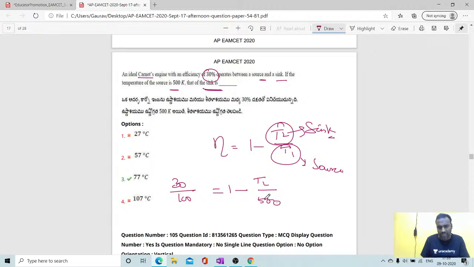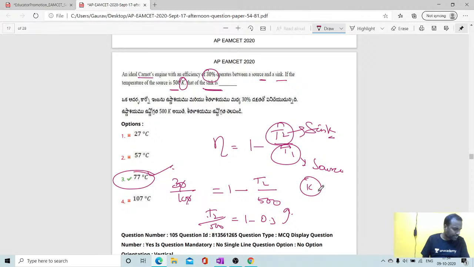T1 is 500. So T2 by 500 is equal to 1 minus 0.3, of course. If you simplify, you'll get 350. Students, in terms of Kelvin, we get the answer. After getting the Kelvin value, please subtract 273 to get degrees Celsius. Then you can get the perfect answer. So I hope you understood, students.